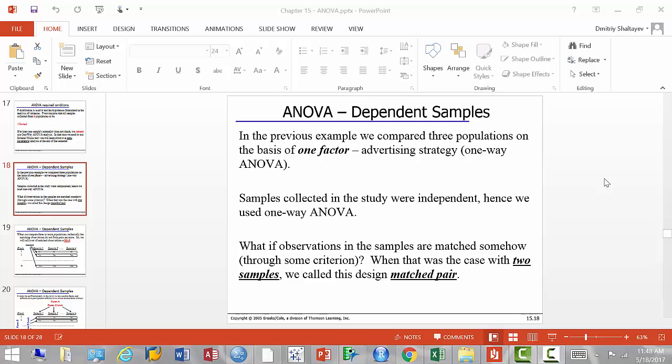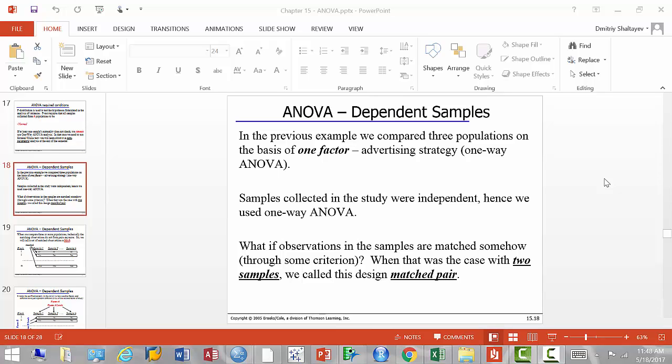All right. In the previous example, when we looked at advertising based on quality, convenience, price, we discussed that all these samples come from 3 different disconnected sets of stores, right? So therefore, samples are independently collected. There is nothing that links individual stores to each other. Well, this is not always the case.